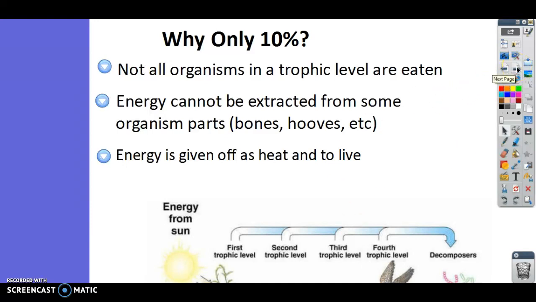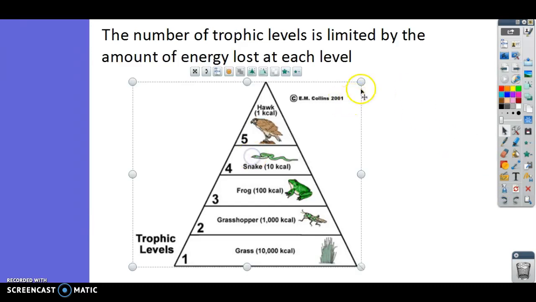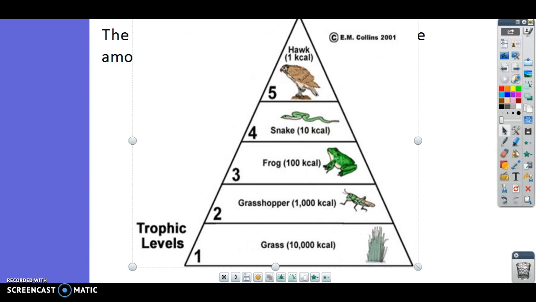So with that, we're going to end with this last slide here. Apparently somebody wrote you a note there. It says, hi, children. So when we look at this pyramid, I'm going to get rid of those words for a second so you don't write them down yet.